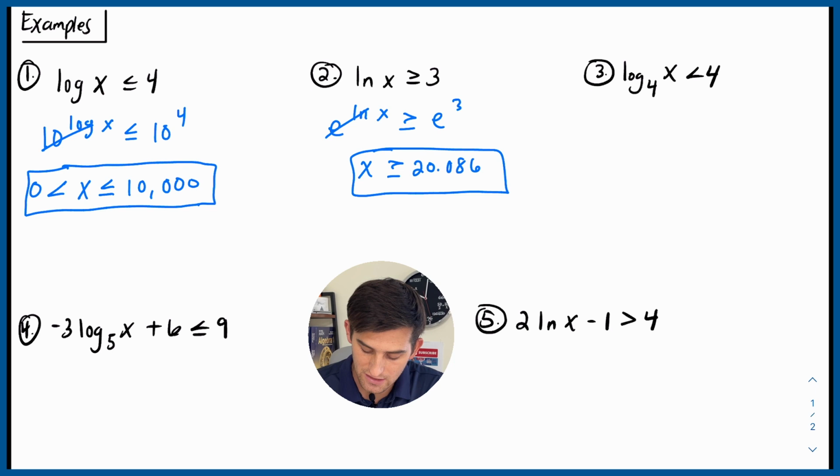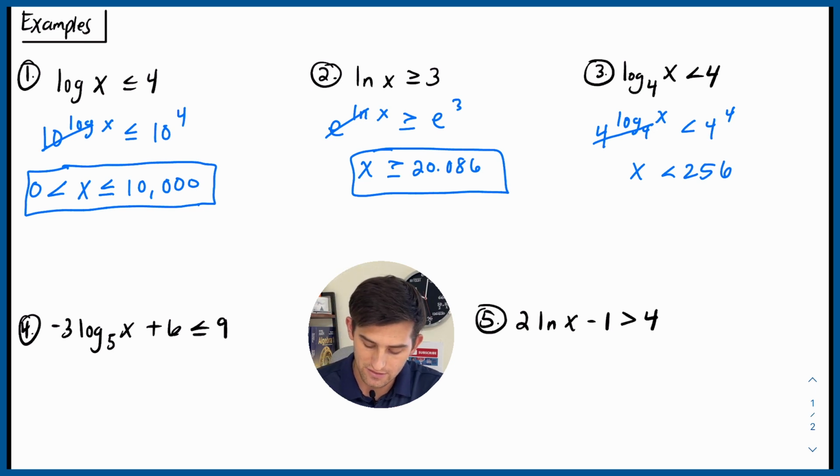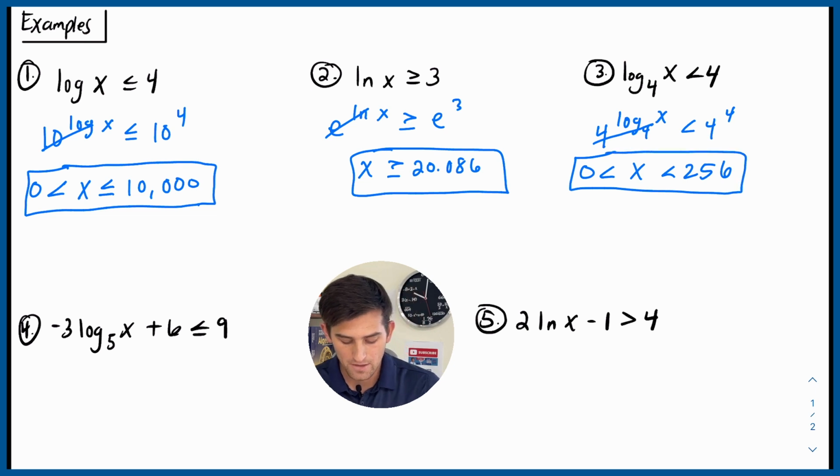Number 3, log base 4 of x is less than 4. Let's exponentiate each side with a base of 4. Now 4 to the log base 4 is going to cancel out. So we have x is less than 4 to the 4th power, and we get 256. Once again, we have a less than symbol, but remember, we can't be less than 0. So we still need to add in the fact that we are greater than 0. So x is between 0 and 256.